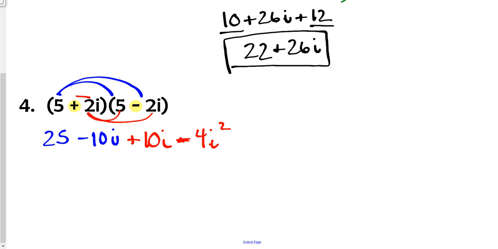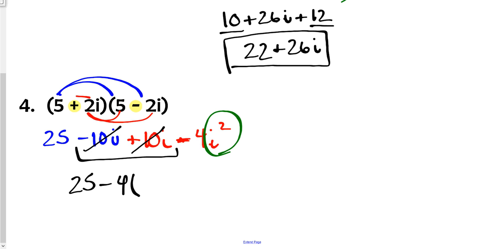4i squared. All right, so what terms can I combine because they're like terms? Well, I've got my imaginary numbers in the middle, a negative 10i and a positive 10i. They go bye-bye. They're the same value but opposite directions, so they nullify each other. So that's just gone. And then this i squared, I know is really going to be negative 1. So we've got 25 minus 4 times negative 1.